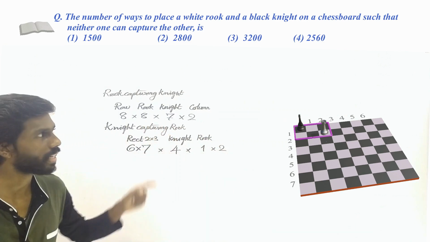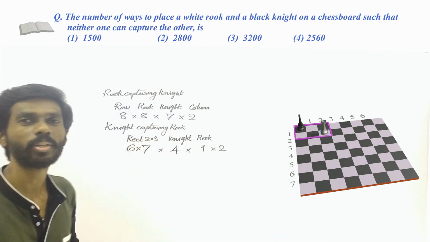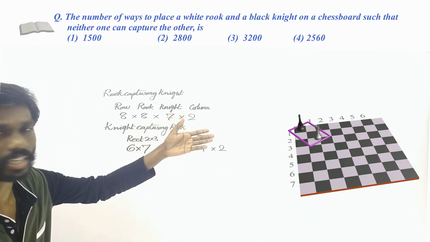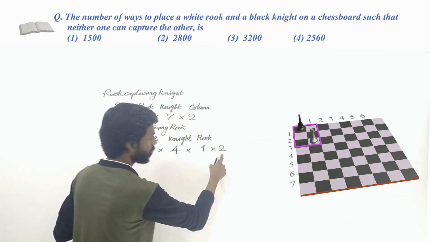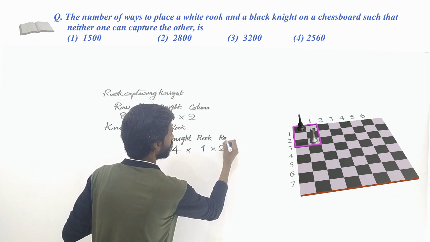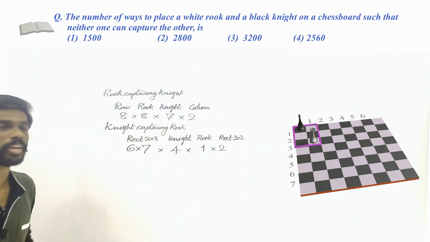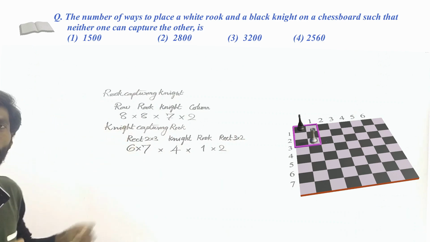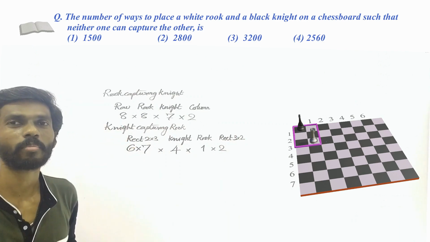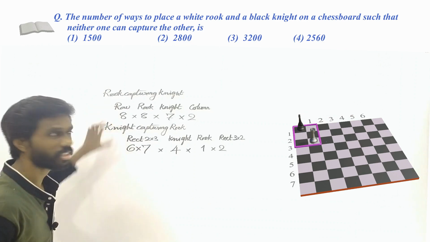Because instead of considering a rectangle of size 2 by 3, you can even consider a rectangle of size 3 by 2 like this. So similar number of cases, so 2. So this is a rectangle of size 3 by 2. So this is the total number of ways in which a knight can capture the rook. Alright, but that is not the question. We'll have to find the number of cases in which these 2 things cannot happen.